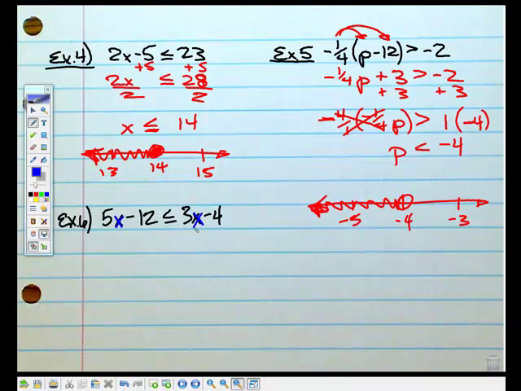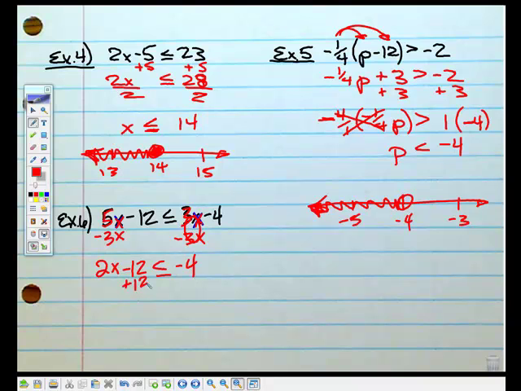How do we handle that? Get them together on the same side by moving this term over to join this term. So I'm going to subtract 3x. There I get 0x, and whatever I do there I have to do over there. This now becomes 2x minus 12 is less than or equal to negative 4.